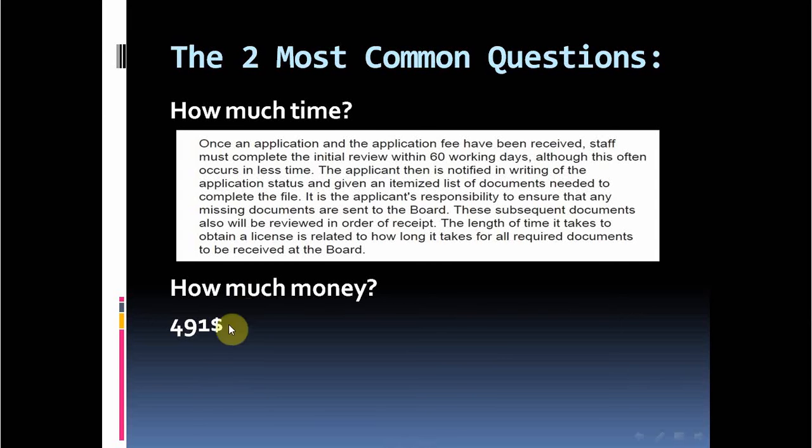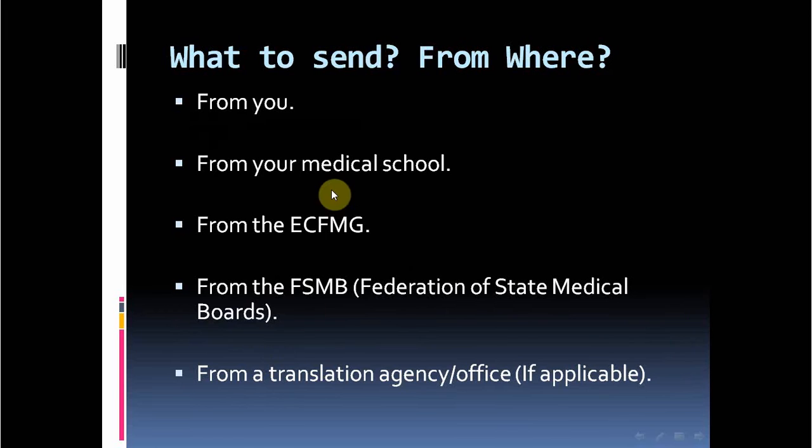How much money does it cost? So the application fees are $491. Probably that's the most expensive paper you will buy in your entire life. $491. That's just the application fees, and there are other expenses like sending your ECFMG certificate, your USMLE transcript. That's going to cost you about $105, and if you consider sending international shipment from your medical schools and other stuff. I will show you now what we need to send and from where.